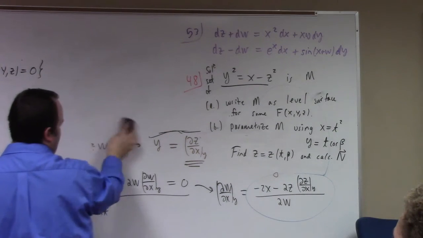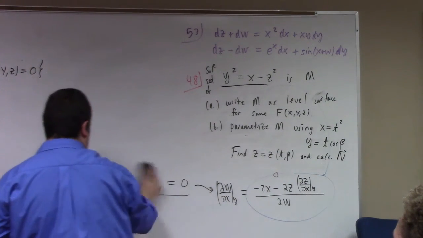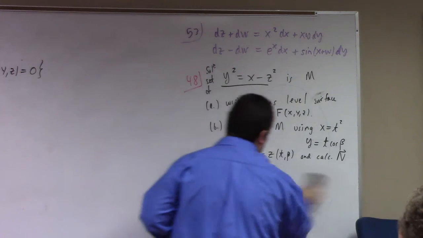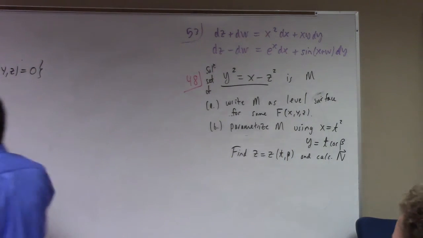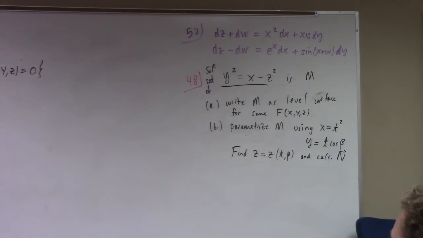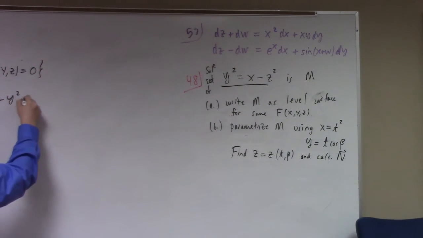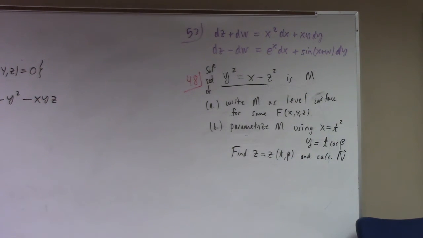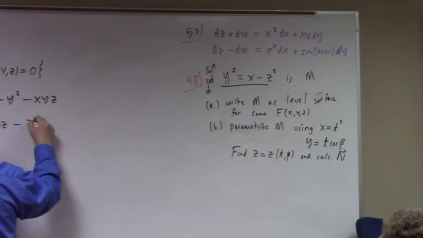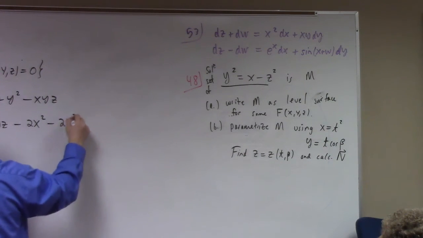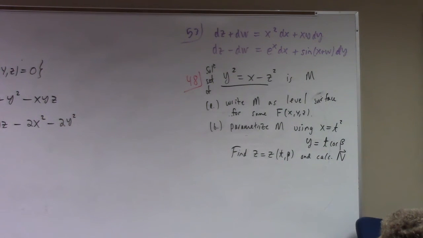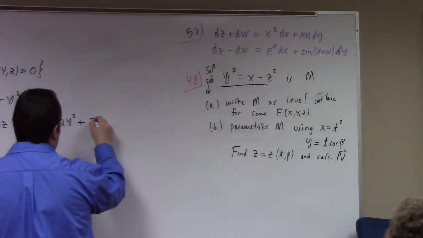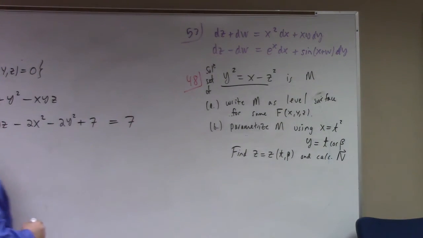So what's my f for my very similar but made up example? Just let f of x, y, z equal x squared plus y squared minus xyz. Some of you are like, no, f of x, y, z was supposed to be 2xyz minus 2x squared minus 2y squared plus 7 equals 7. That's what you should have done.